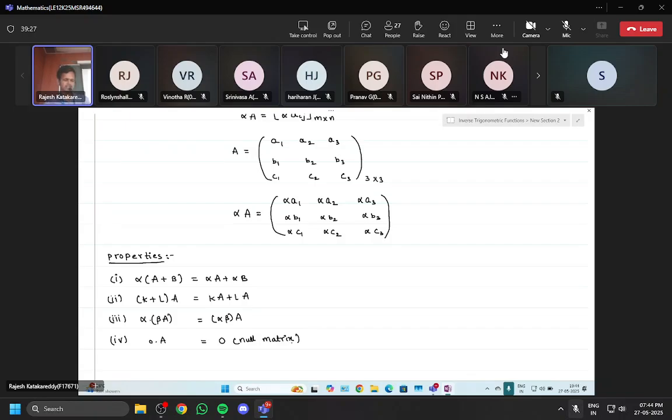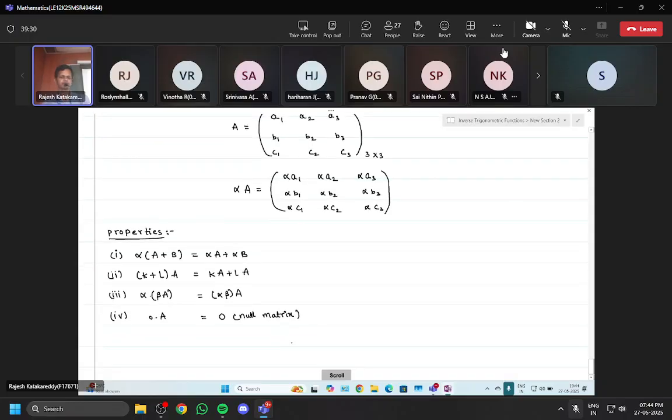What is next after scalar multiplication? Negative of a matrix. We can say it is a special case of scalar multiplication. We are multiplying the matrix with -1.